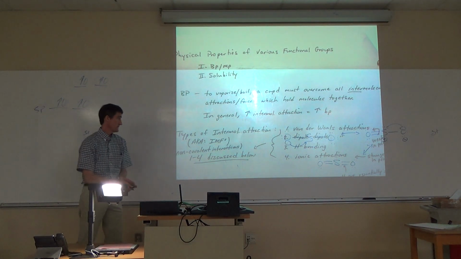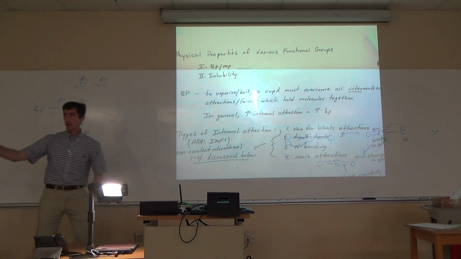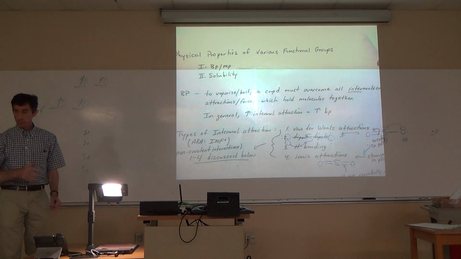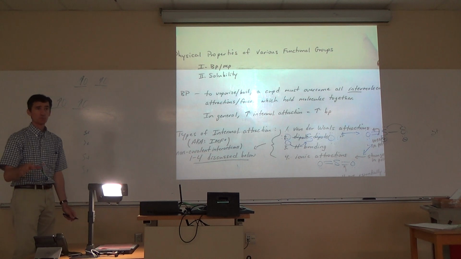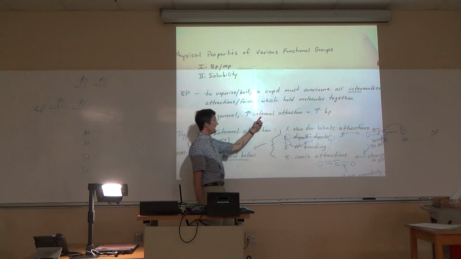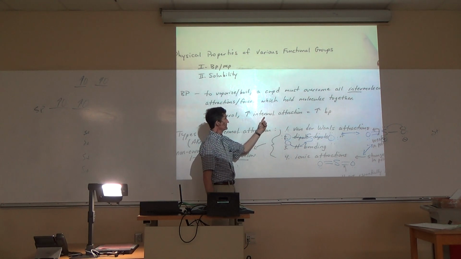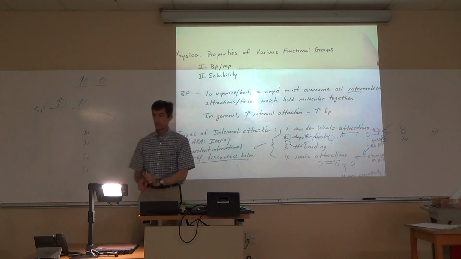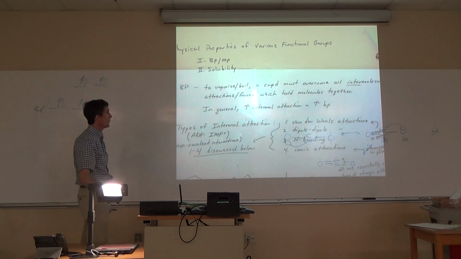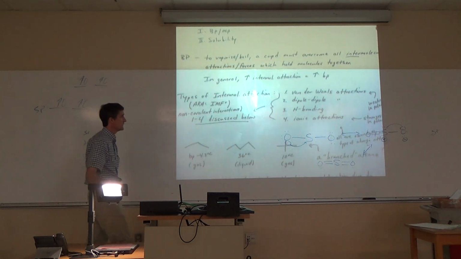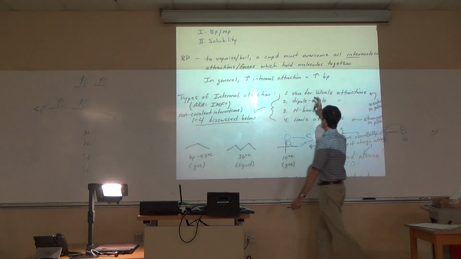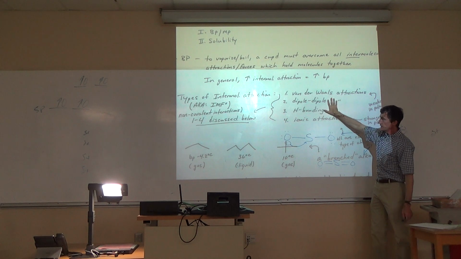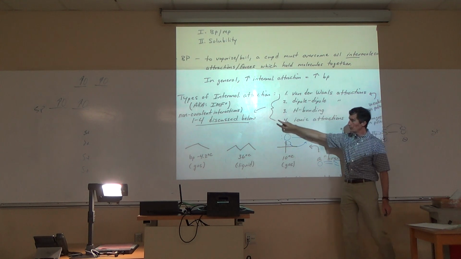Also, we should state this if we haven't already. The more you guys are interacting, the more energy I've got to put in to break those interactions and to get you to boil. Okay? Higher IMFs is going to equal higher boiling point. What are the types of IMFs? They're listed here in order of weaker to stronger. All right? We'll go through these. 1 through 4 discussed below.